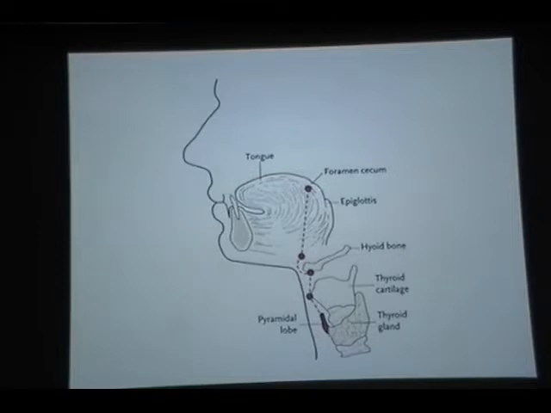Sometimes it doesn't migrate at all. You can get what's termed a lingual thyroid that sits up here in the tongue. Once again, it really doesn't matter where the thyroid is. It can still function. However, it's sitting in the tongue, it's going to interfere with tongue function. You can have some issues that develop from that.